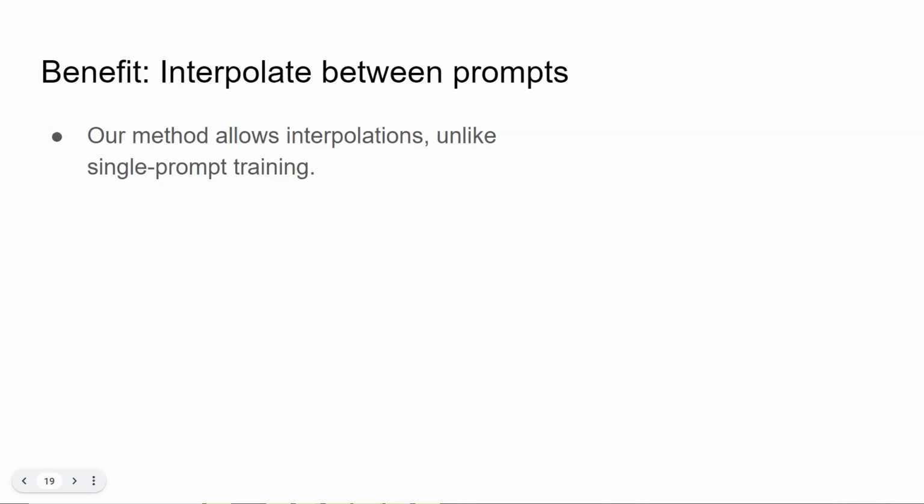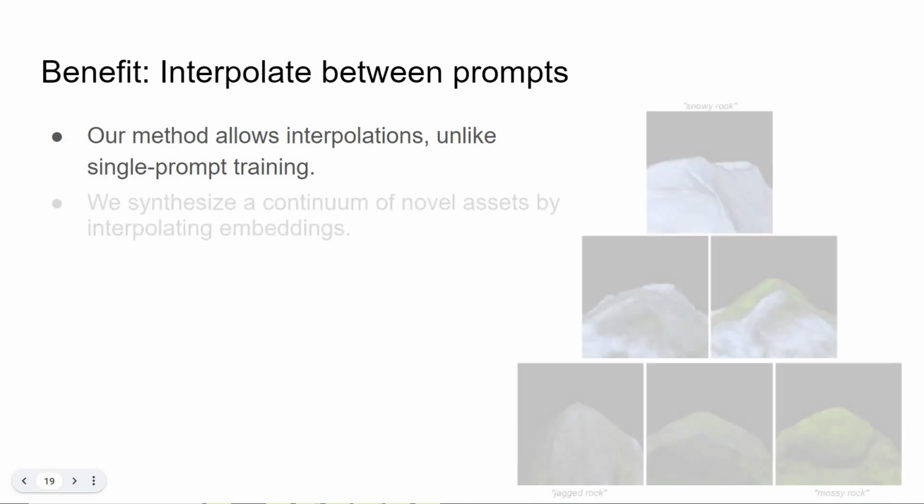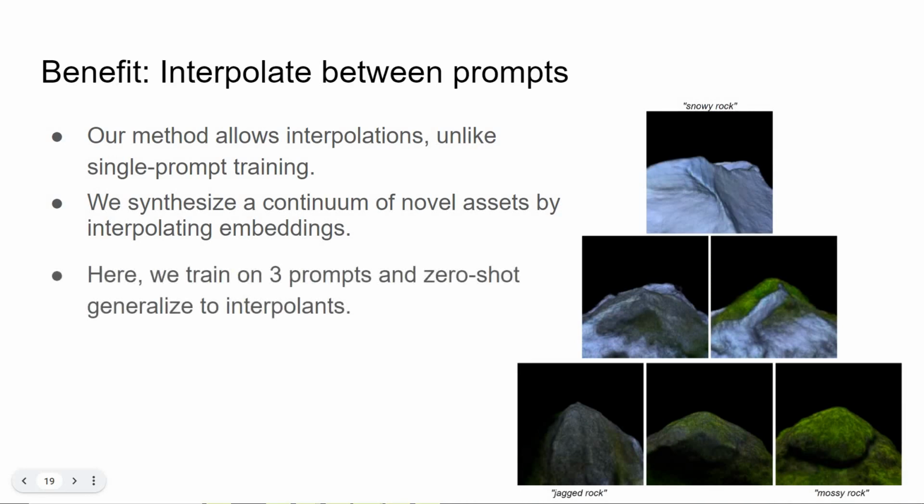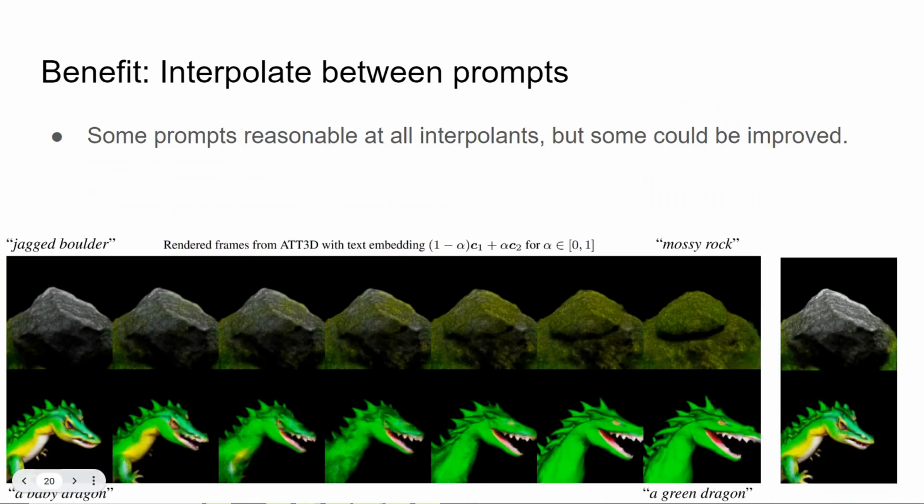Our method allows the model to output objects for interpolated text embeddings, unlike per prompt optimization. We synthesize a continuum of novel objects by interpolating between embeddings. Here we trained on 3 prompts: snowy rock, jagged rock, and mossy rock, which we show at the edges, then zero-shot generalized to interpolated embeddings, which produce reasonable midpoints. Some prompts produce suitable zero-shot interpolants, like rocks.